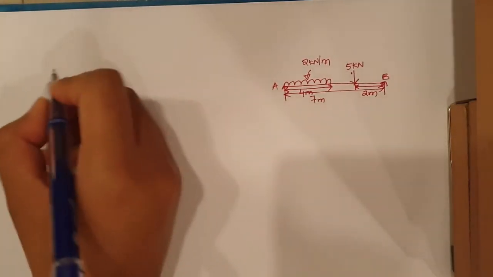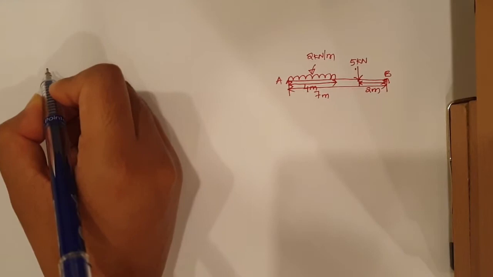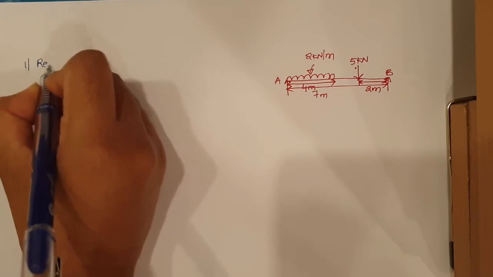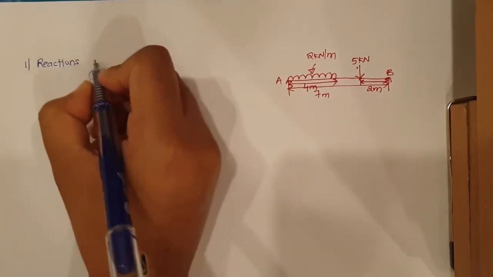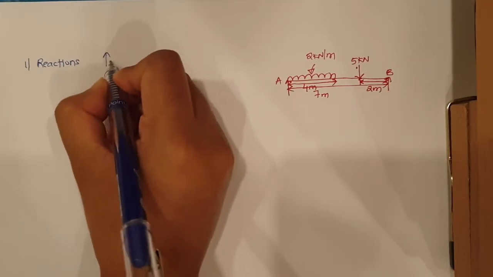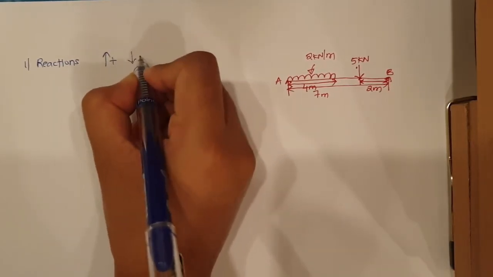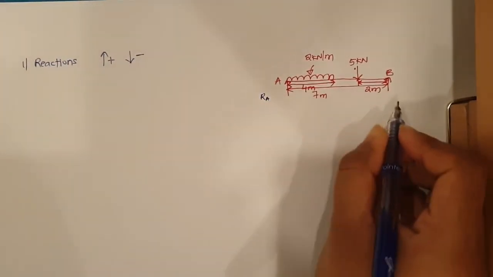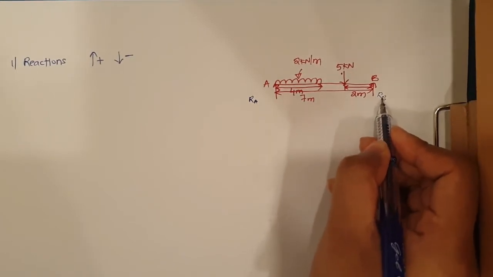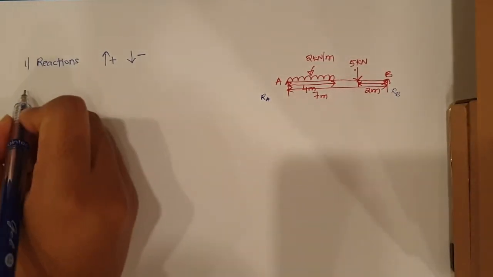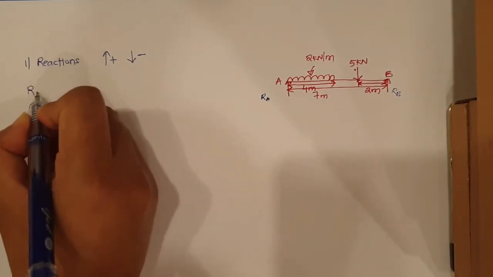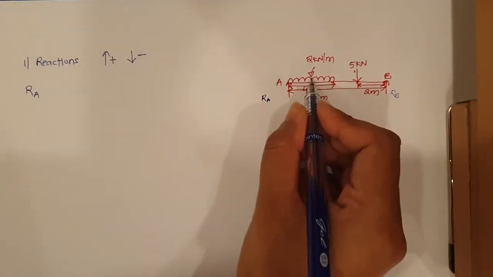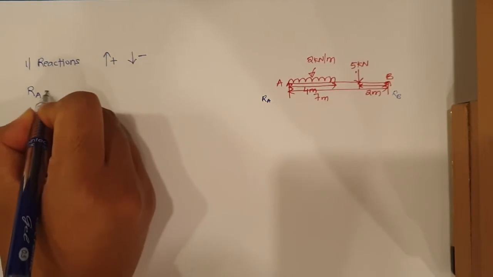So let us first start by finding the reactions. Number 1, reactions. Remember that forces which are coming from bottom to top will be taken as positive, and top to bottom negative. So we need to find reaction RA here and RB here. We have first RA, positive since it is going from bottom to top. Then next we have UDL which is coming from top to bottom, so minus 2.